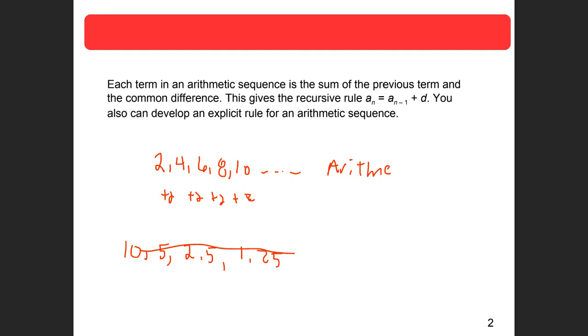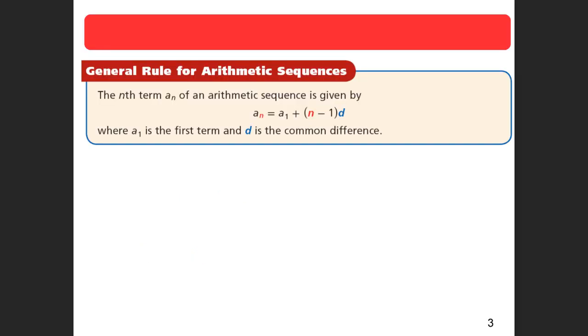Now, how do we write an equation for an arithmetic sequence? There's two different ways that we're going to write them today. We're going to write them as a recursive and as, now I'm losing my mind because I can't remember the other one. Recursive and explicit. Thank you very much.